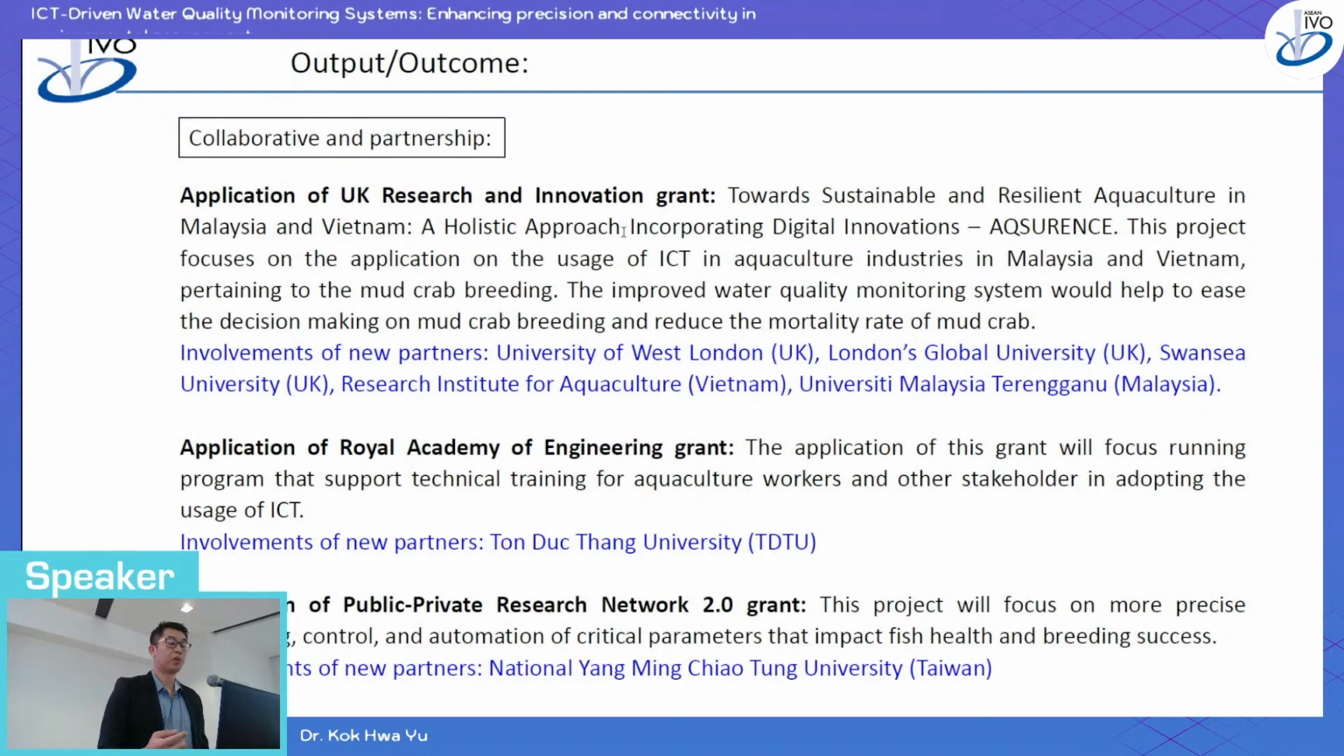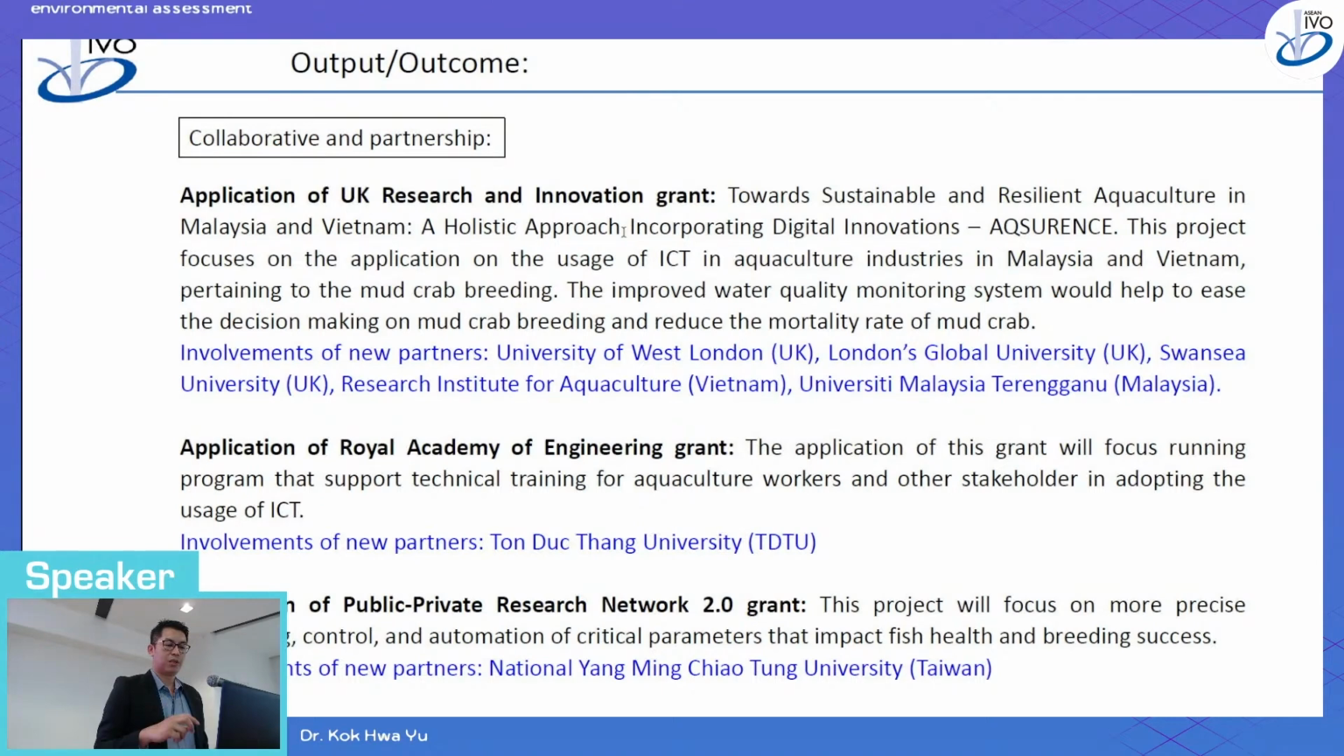The first one, we have made an application to the UK Research and Innovation Grant involving several partners from the UK, Vietnam, and also Malaysia. So there are several partners with whom we have submitted the proposal. The proposal is to improve the IoT system and adopt it for mud crab breeding. Mud crab is also very sensitive towards water quality, so it has to be measured inside the range of a certain standard.